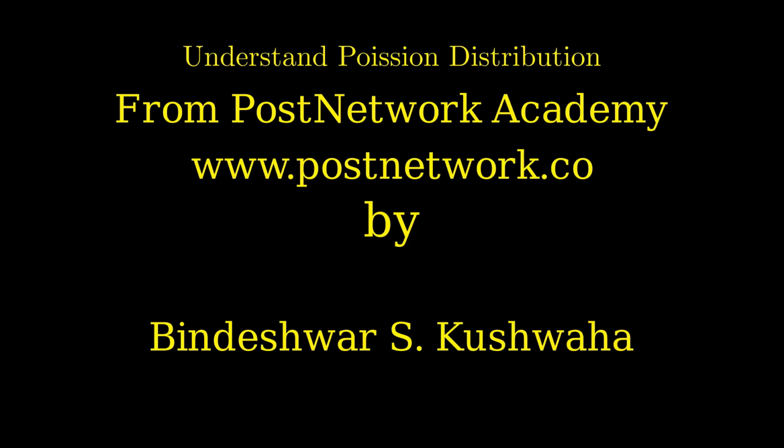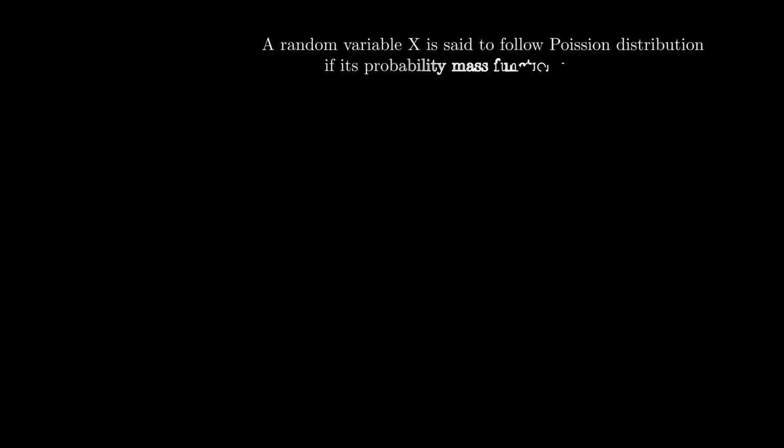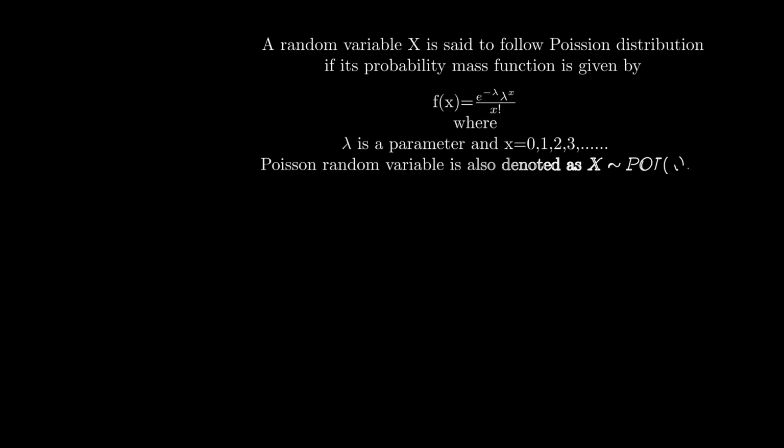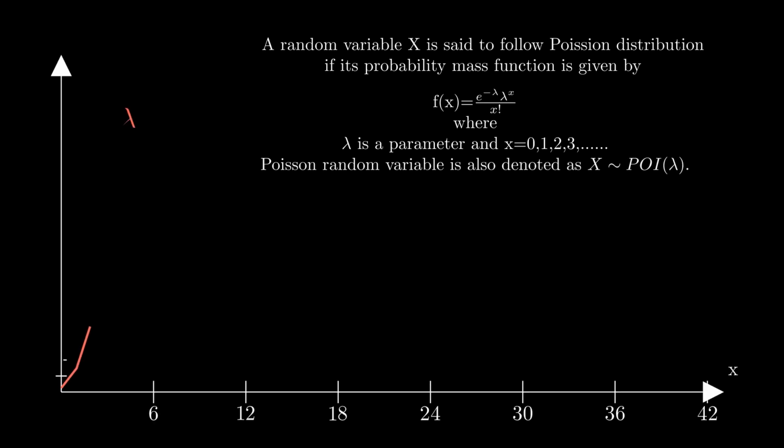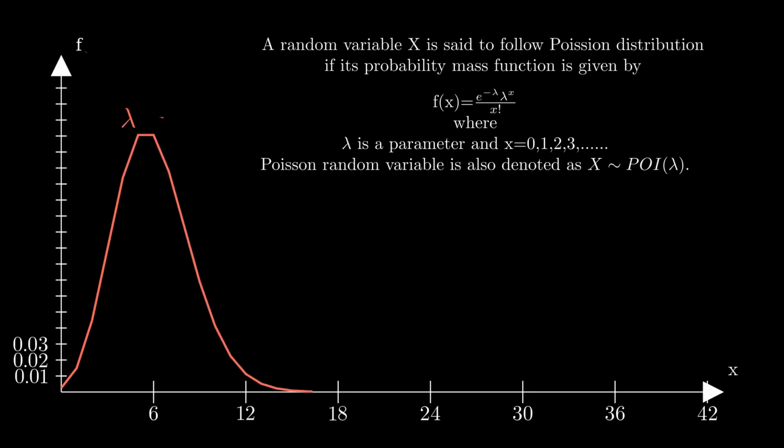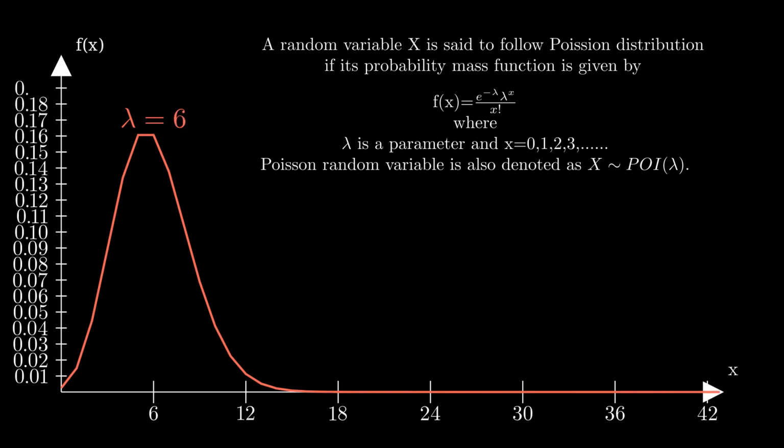So let's get started. A random variable x is said to follow Poisson distribution if its probability mass function is e raised to minus lambda, lambda raised to x upon factorial x, where lambda is a parameter and x takes values 0, 1, 2, 3 and so on. So x takes discrete values 0, 1, 2. So Poisson distribution is a discrete distribution.